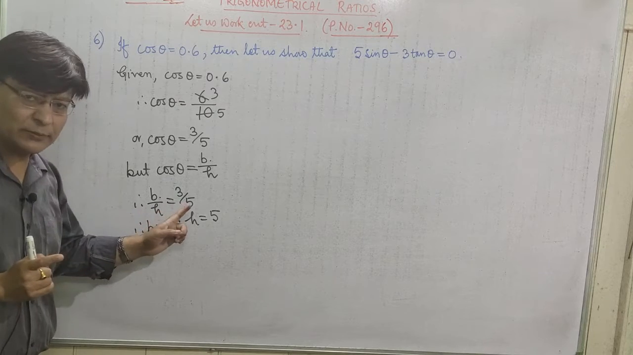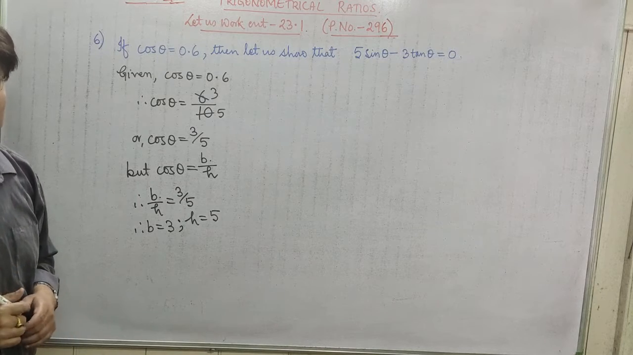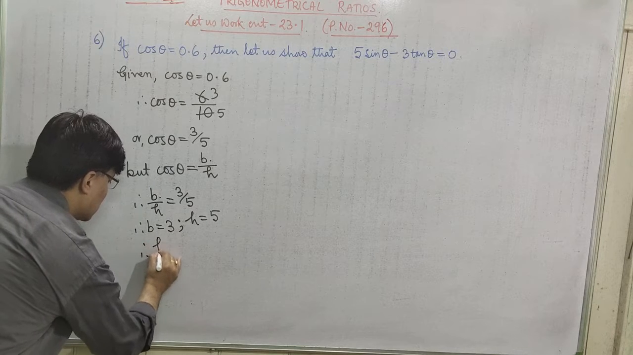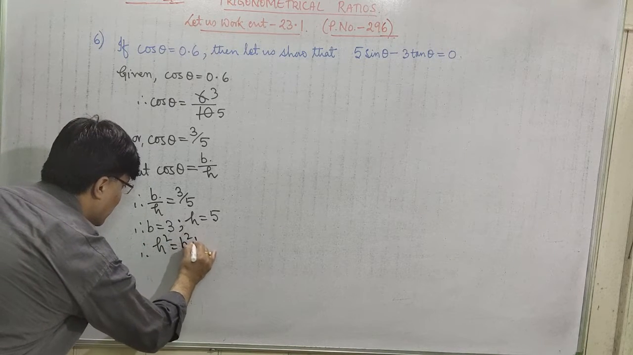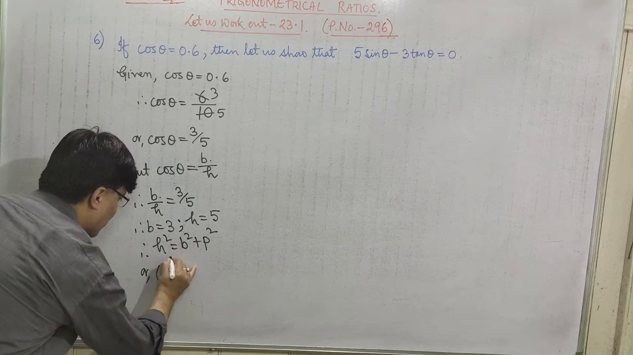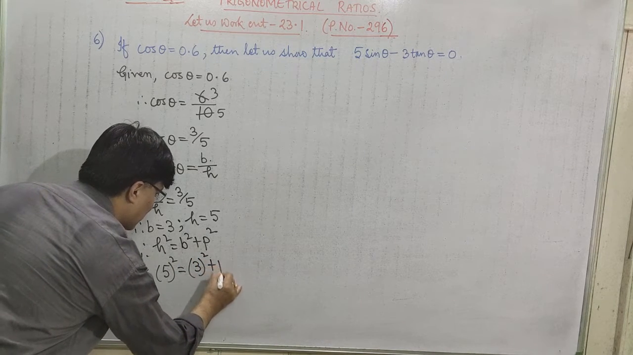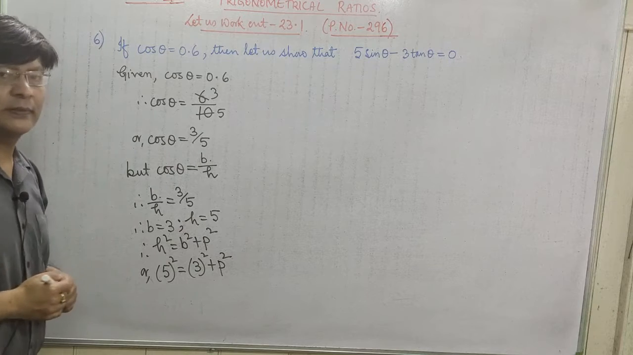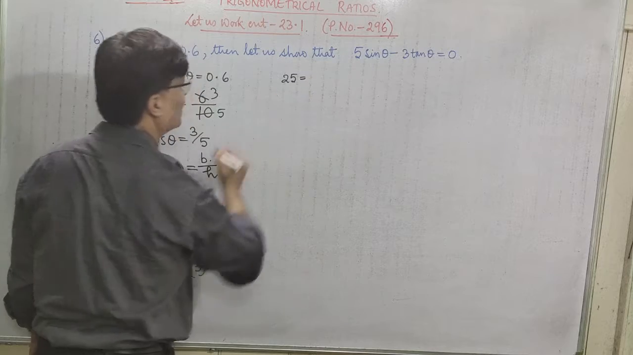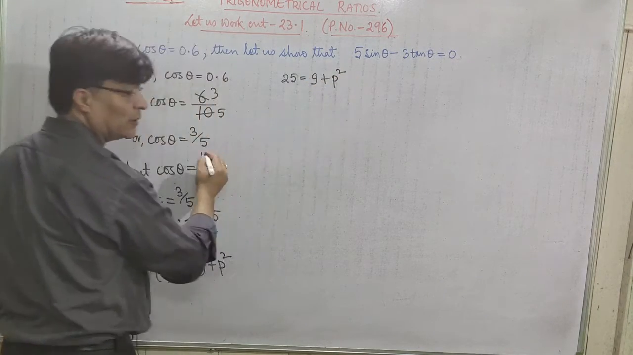Which is unknown out here? We know base and hypotenuse, B and H. So the unknown quantity here is the perpendicular, that is P. So we can use the Pythagoras theorem. What is Pythagoras theorem? H square is equal to B square plus P square. So what is H whole square? That is 5 whole square is equal to, what is base whole square? 3 whole square plus P square. What is 5 whole square? That is 25 is equal to, what is 3 whole square? 9 plus P square.